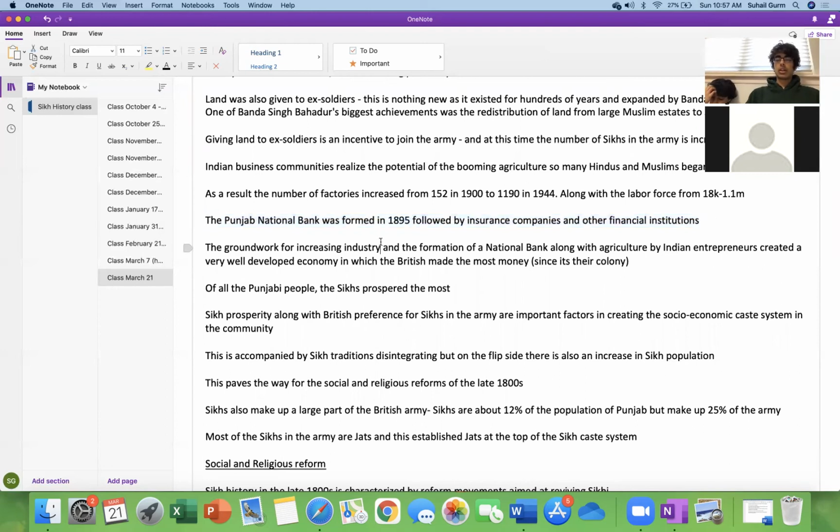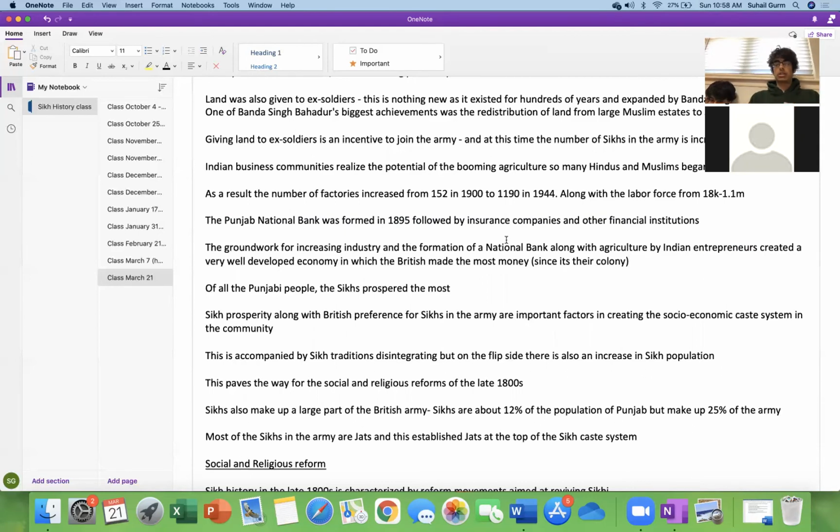So this groundwork for increasing industry and the national banks was created by the Indian entrepreneurs, which are just businessmen who kind of do things first. So they created a very well-developed economy in which the British are going to make the most money out of it. So the British are going to benefit the most out of this because, again, it's their colony. They're going to get the biggest share out of all the profits. Not that the Indians are not getting anything, they are, but just to reiterate, the British are getting the most. It's their colony.